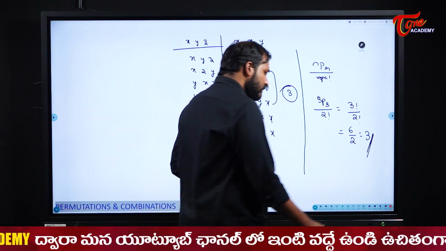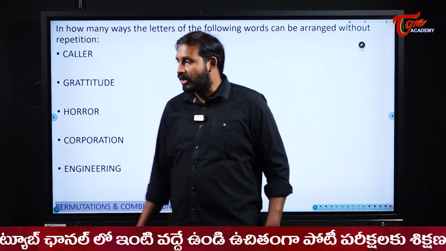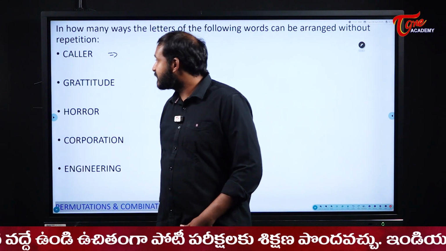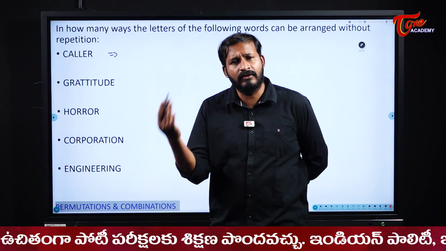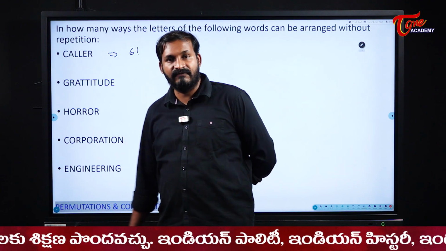Okay, right, sir, good. Now we will solve these questions. Now see here. In this collar, total how many letters are there in the word collar? Total, sir, 6 letters are there. So, if it is without repetition, in how many ways will we get the answer? We will write the answer as 6 factorial.